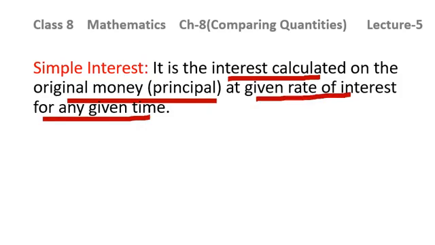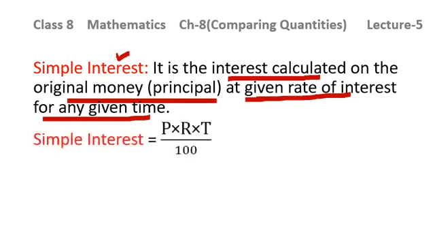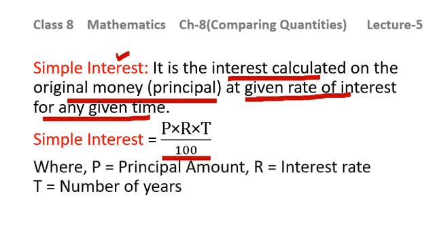So it is simple interest. It is the interest calculated on original money, that is the principal, at a given rate of interest for any given time. Simple interest is given by this formula: P into R into T divided by 100, where P is the principal amount, R is the interest rate or rate of interest, and T is the number of years.